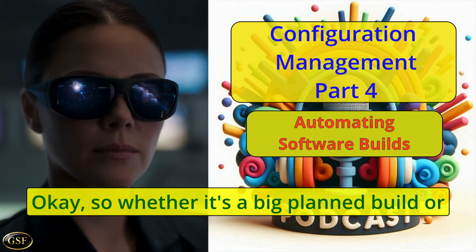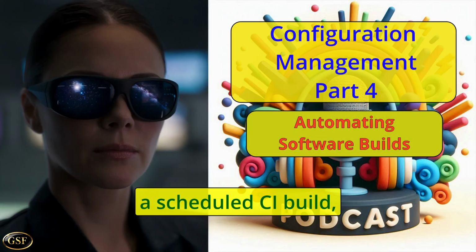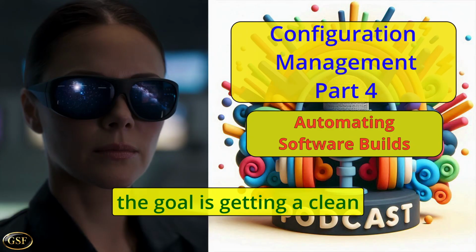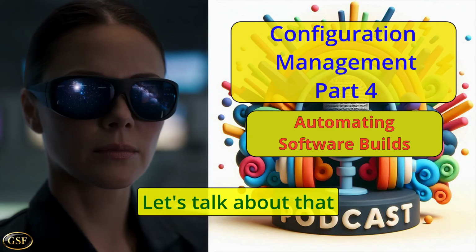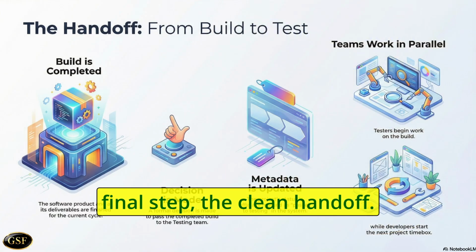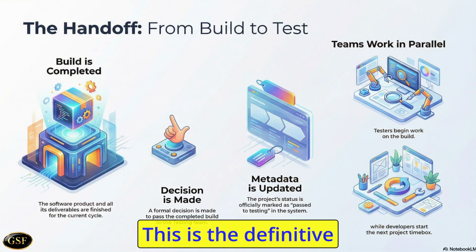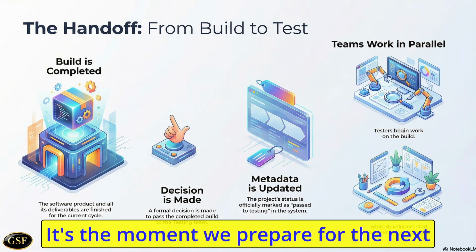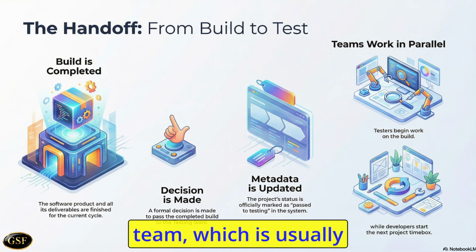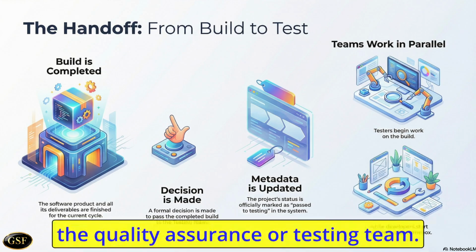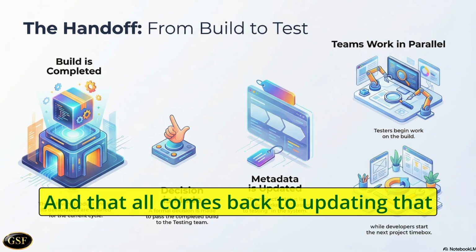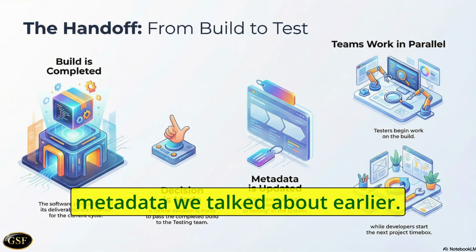Okay, so whether it's a big planned build or a scheduled CI build, the goal is getting a clean product to the next group. Let's talk about that final step, the clean handoff. This is the definitive end of the build phase. It's the moment we prepare for the next team, which is usually the quality assurance or testing team. And that all comes back to updating that metadata we talked about earlier.